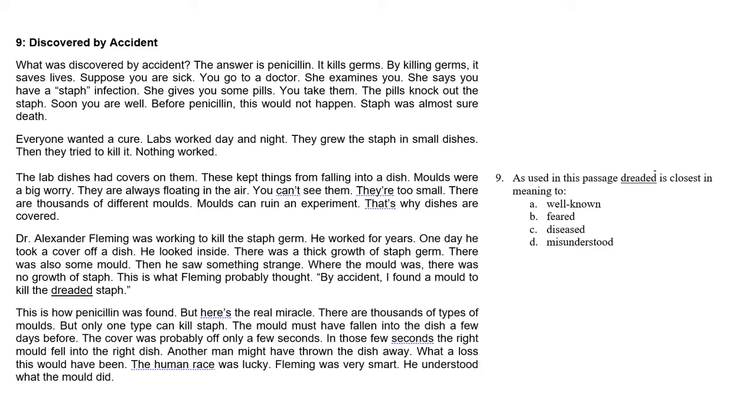9. What does the word dreaded mean in the passage? Well, first we need to find the word dreaded. It says, by accident, I found a mold to kill the dreaded staph. What did we learn in paragraph 1 about staph? It said, staph was almost sure death. So staph would kill people. It was a disease, but it wasn't the disease staph. It's showing you something that people feel.